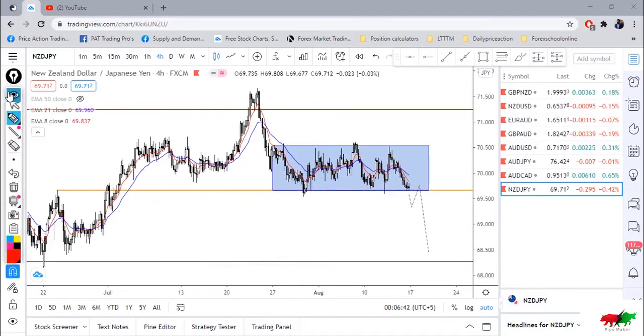So what I'm anticipating is that market will come to this area again. If it breaks here, it should break first, then it comes to retest this area and then go for the next move down. So this is the analysis for NZDJPY, and that's all for this week.